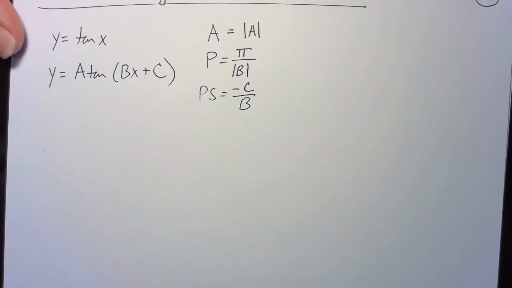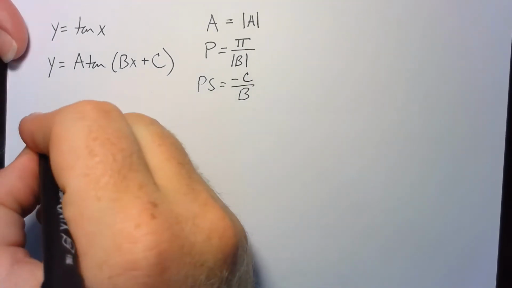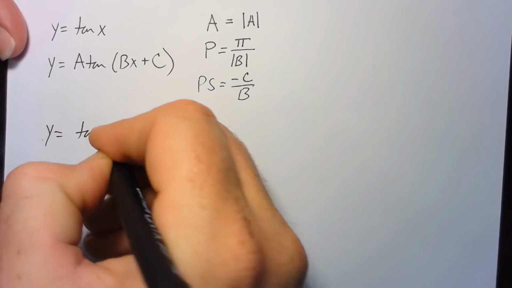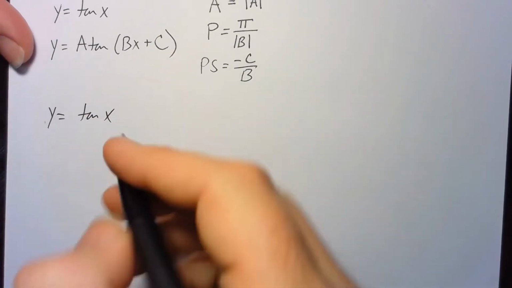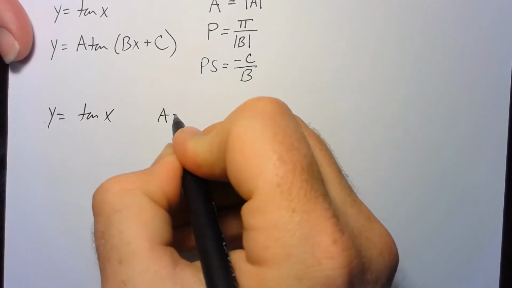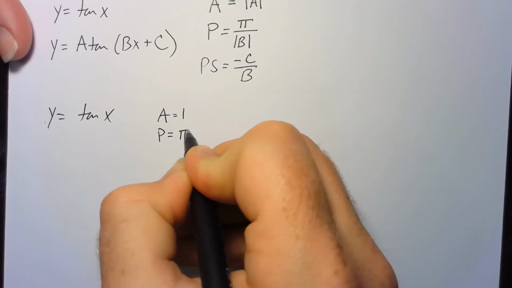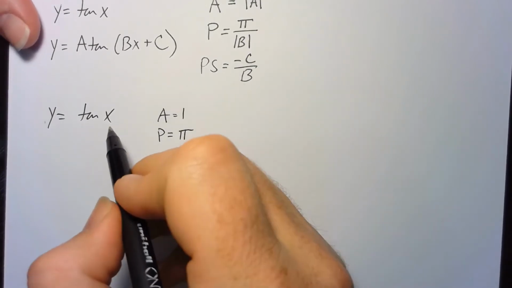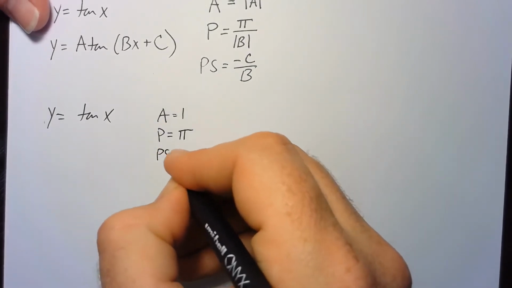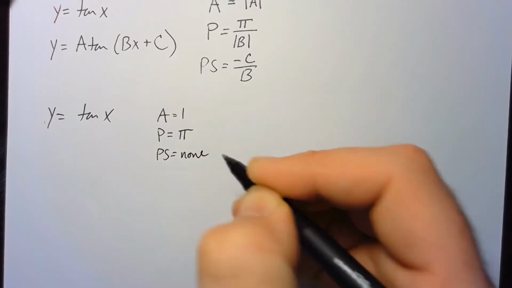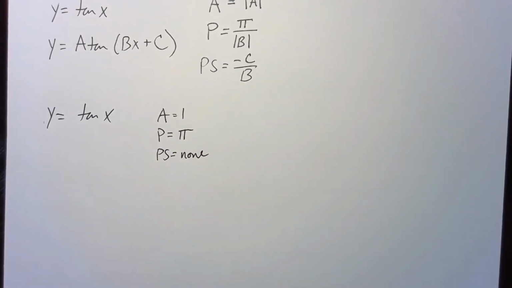So let's go ahead and talk about the tangent function and what it looks like. So y equals the basic tangent of x. In this case, the amplitude is 1. Your period is pi instead of pi over b because there's no b value, and you don't have a phase shift. Again, if there isn't a phase shift, you should state either 0 or none. If the question asks for phase shift and you leave it blank, the assumption is that you don't know what the phase shift is, and therefore you're going to lose points for that.